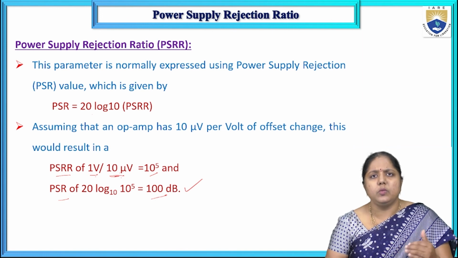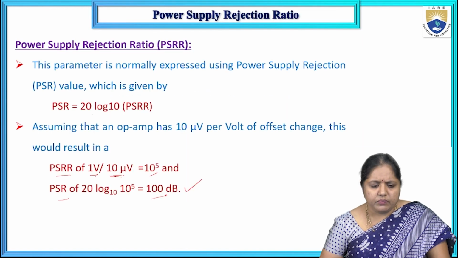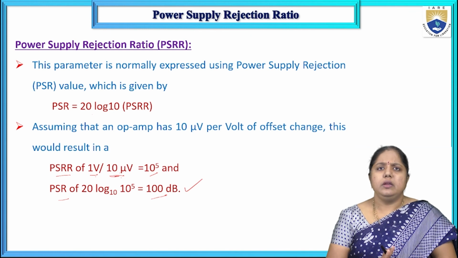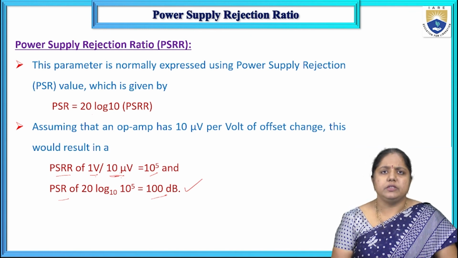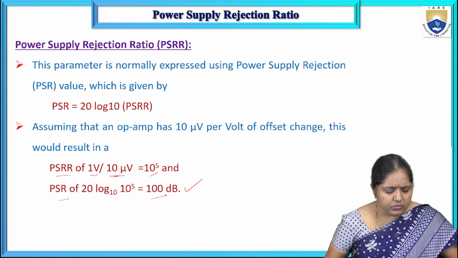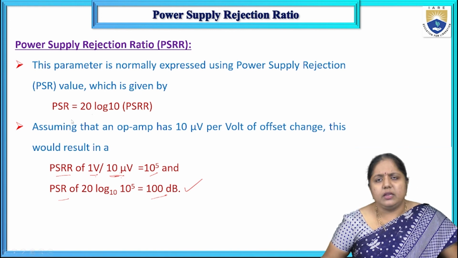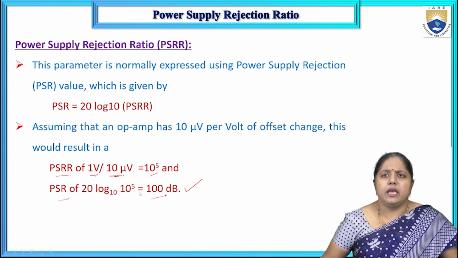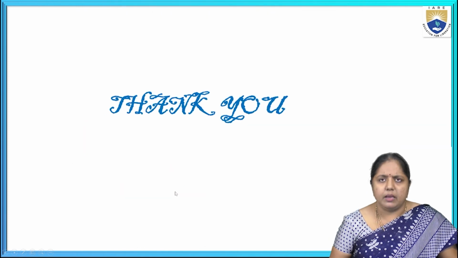These are the two more extra characteristics. These are the DC characteristics of the operational amplifier. In the next class, let us continue with the AC characteristics of the operational amplifier.